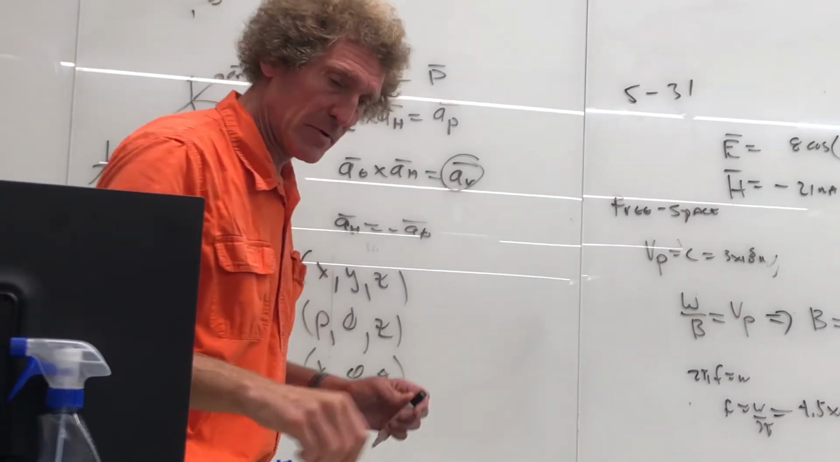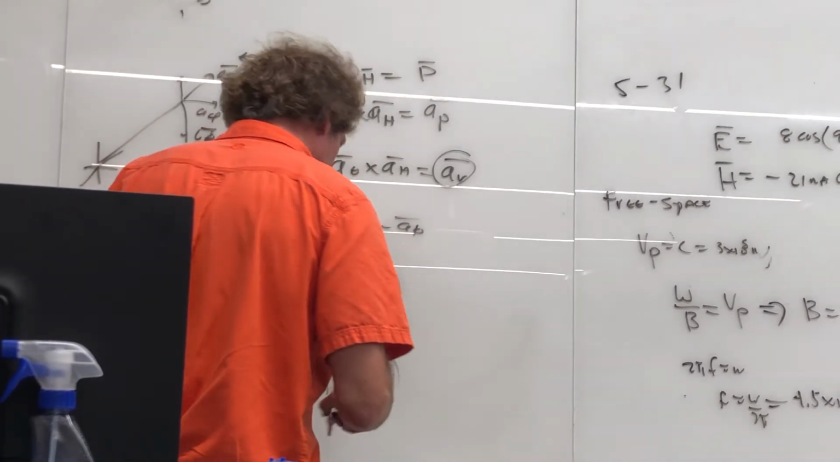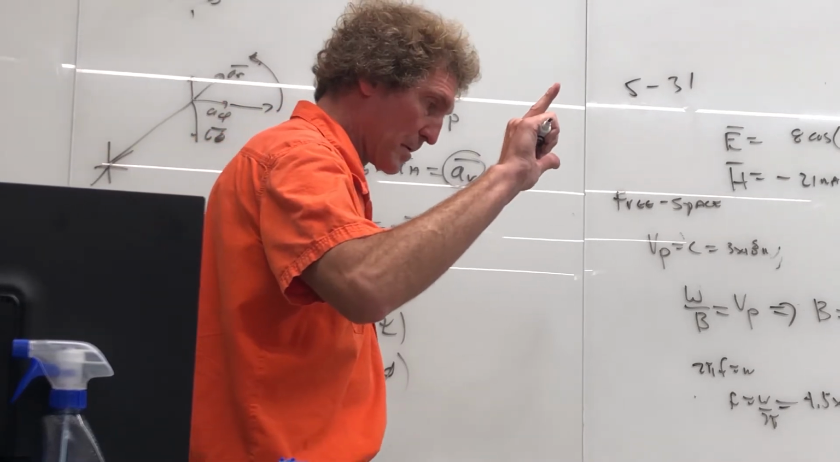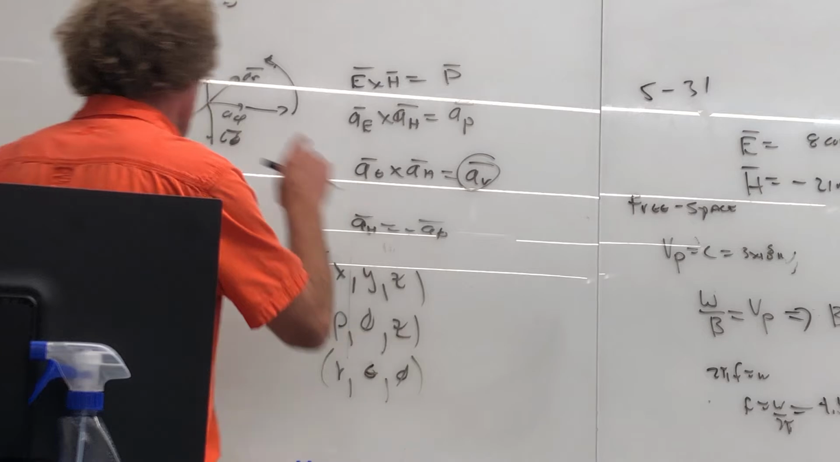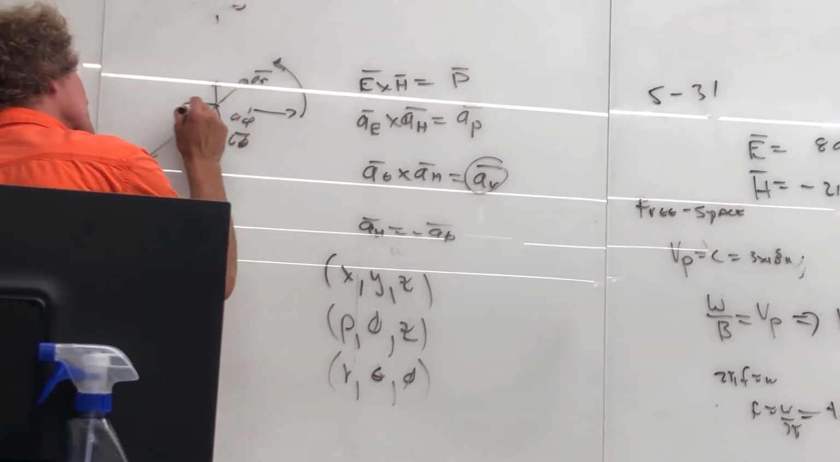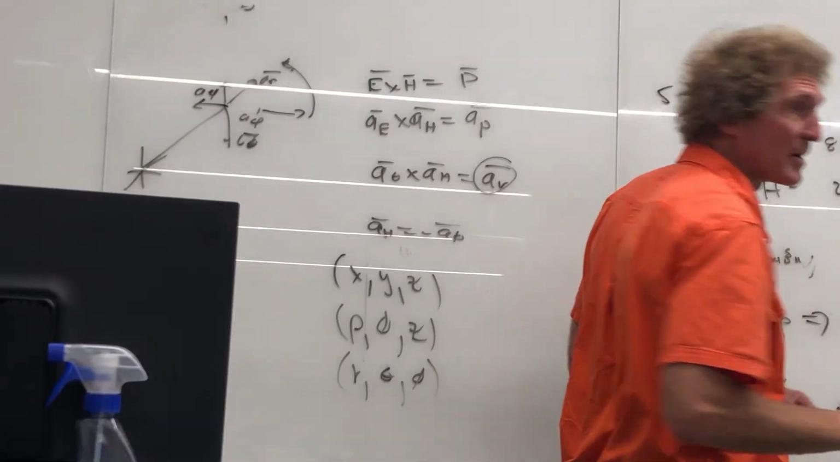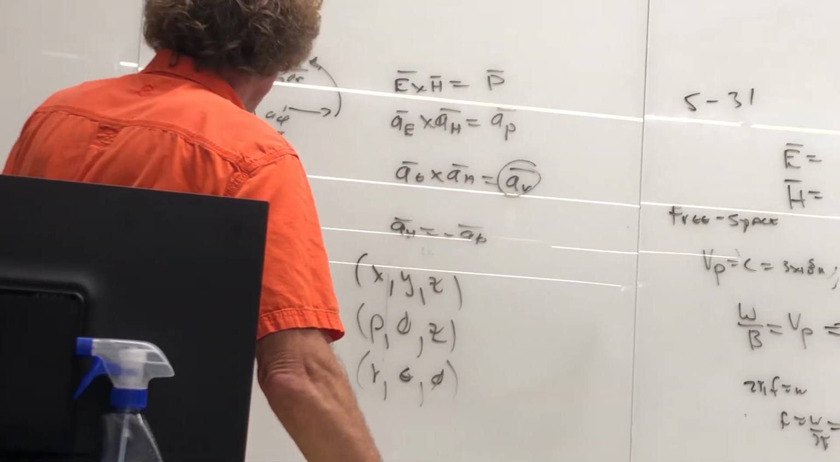Wait a second. R, you know, you're right, and by the way, I got this wrong. That's A phi. That would make it positive, you're right. That's my bad. You're right, phi goes that way.